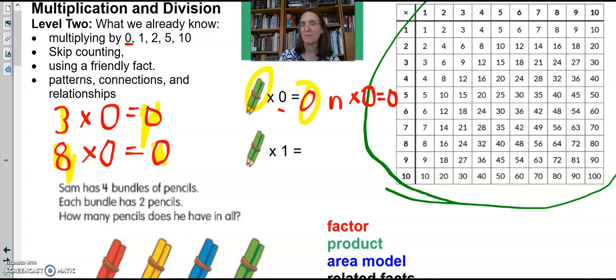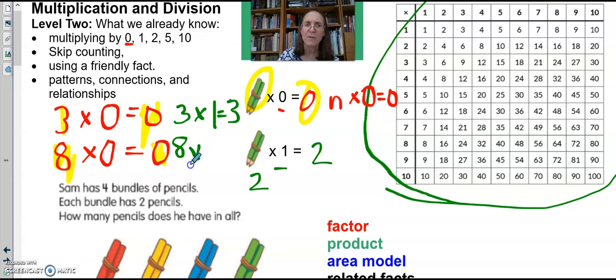Let's try any number times 1. What about the factor of 1? Well, if there are 2 pencils in each pack, and I get just 1 pack of pencils, I will have 2 pencils. 2 times 1 is 2. What about if there were 3 pencils? If I go to the store and I want a pack of pencils, and there are 3 pencils in each pack, and I buy just 1, I will have 3. 3 times 1 is 3. If there are 8 pencils in each pack, and I only get 1 pack, 8 times 1 equals 8.